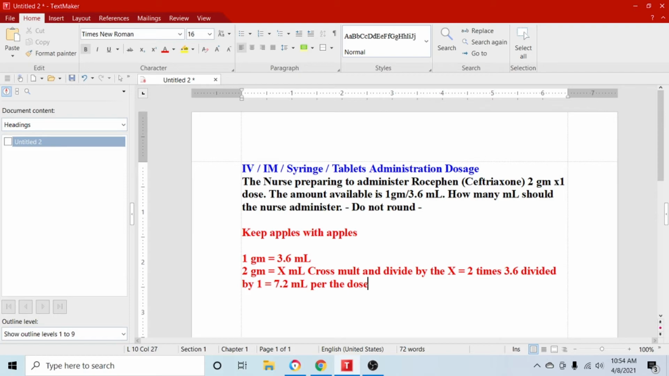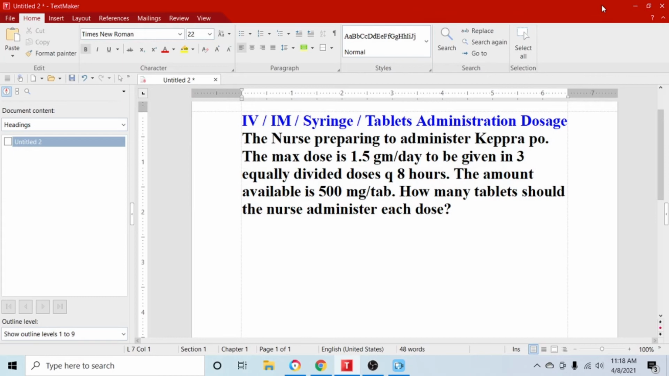Now, let's look at another math question. Okay, let's do the second question here. I increased the font so you can see it better. Let's read the question. The nurse is preparing to administer Keppra, PO. The maximum dose is 1.5 grams per day to be given in 3 equally divided doses every 8 hours. The amount available is 500 mg tablets. How many tablets should the nurse administer?